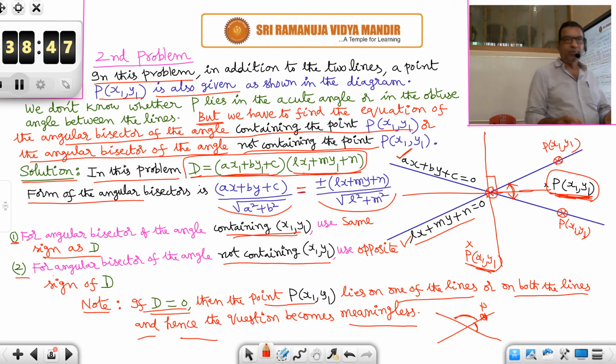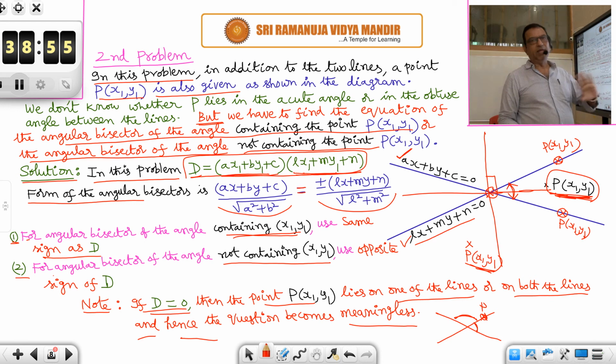So the discriminator's property is that. The discriminator is that expression which, when equal to 0, makes the original question meaningless. That will decide which sign is to be used in which case. Now let us do one or two examples.